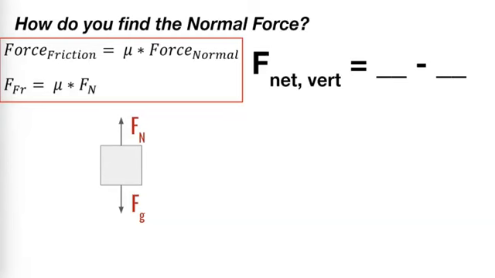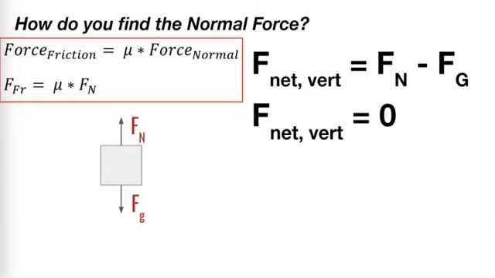So if we were to use this free body diagram to solve for the net force acting on an object vertically, we would simply subtract any downward forces from any upward forces. In other words, our upward force would be the normal force minus the downward force, which is the force of gravity. However, since this object is not accelerating in the vertical direction, we know that the net force of the object vertically must equal 0.